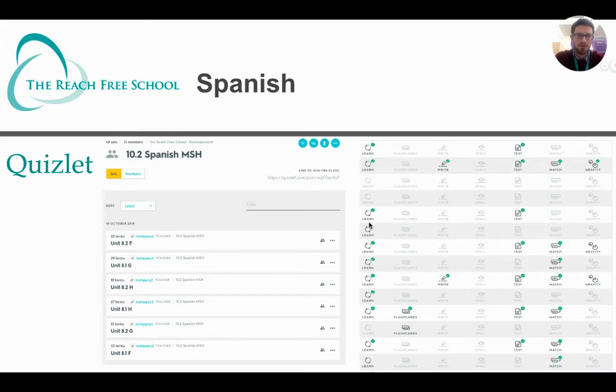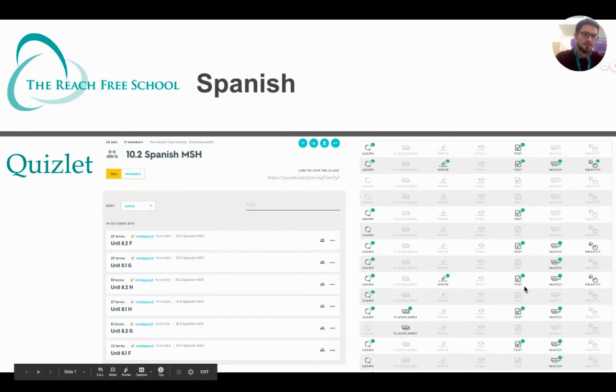The first one is called Learn, which we obviously recommend as it helps them to learn the words. Flashcards are good in case pupils have forgotten maybe 1 or 2 words and they want to quickly go back and check. Write helps to practice their spelling. Spell is a good one because it helps pupils practice their listening activities. The computer will say the word aloud and pupils have to spell the word.